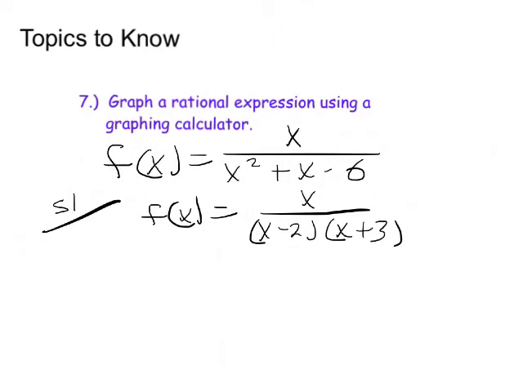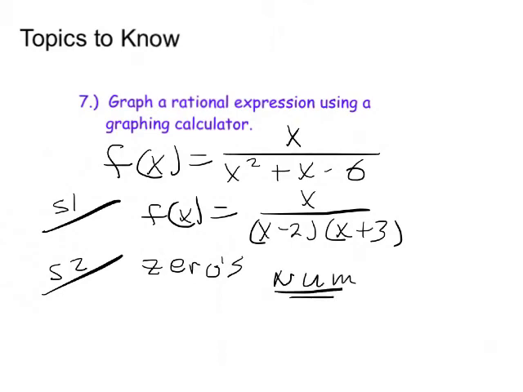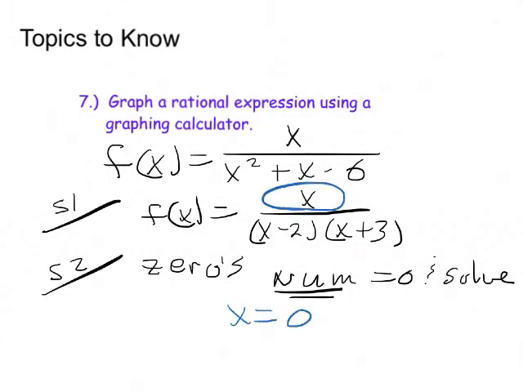Okay, let's go to step 2. Step 2, you're going to find the zeros of the function. To find the zeros, you're going to take the numerator, set it equal to 0, and solve for it. So I'm going to take x, and set it equal to 0. And guess what? I just get x equals 0.